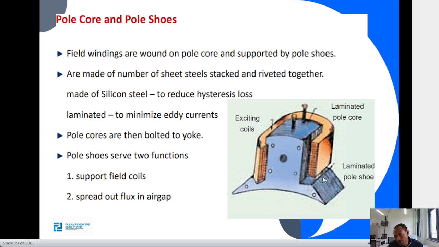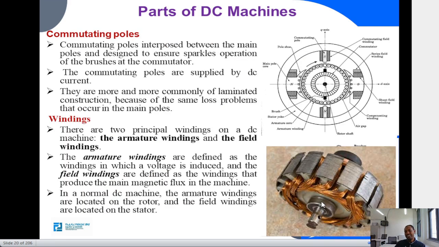Once flux is produced with the help of this field winding, the pole shoe spreads the flux produced into the rotor. That is the main purpose of the pole shoe. And the other part of the DC machines is the commutating pole.